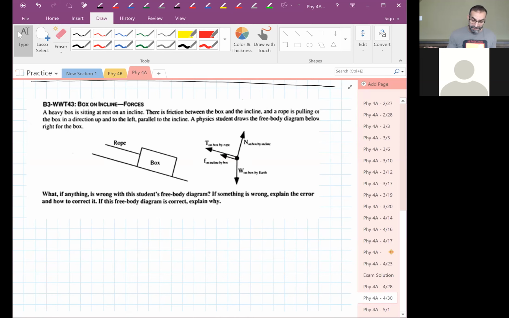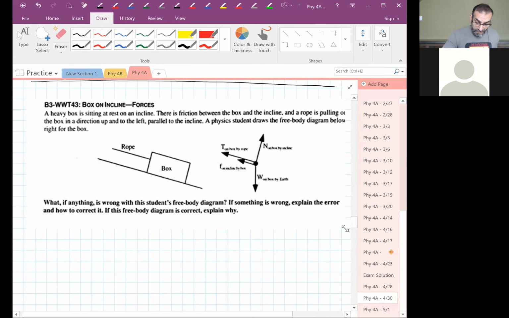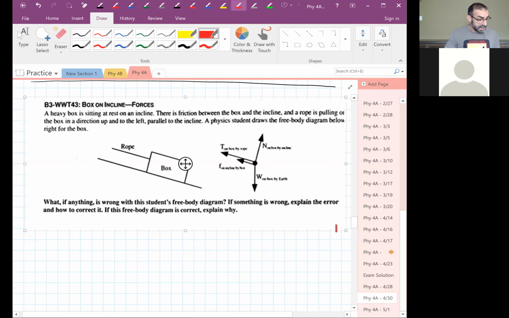Can you see that okay? It didn't come out. I'll read the subscripts to you. They all say on the box. This one says on the box, on the box, on the box. Okay. But this one says on the incline.